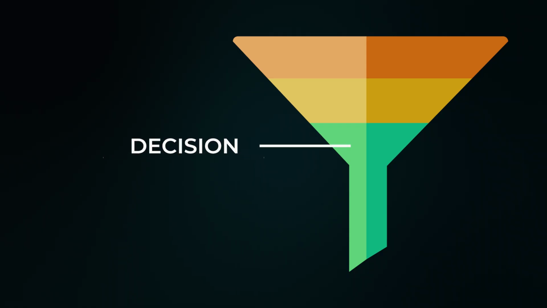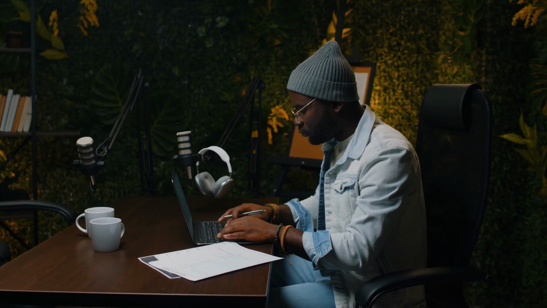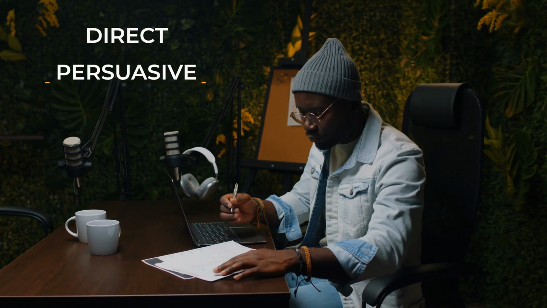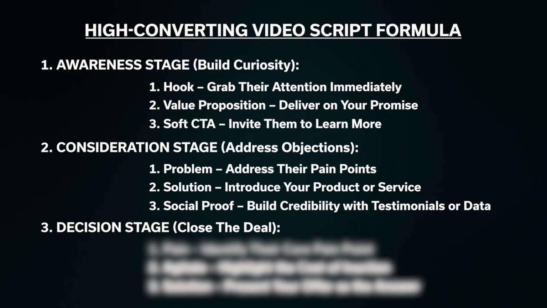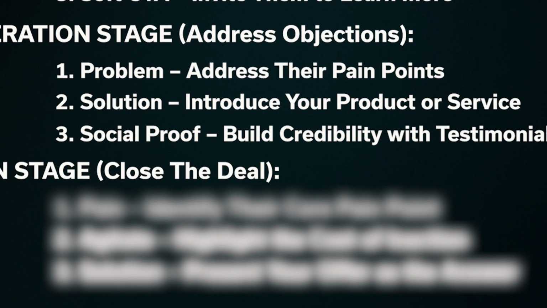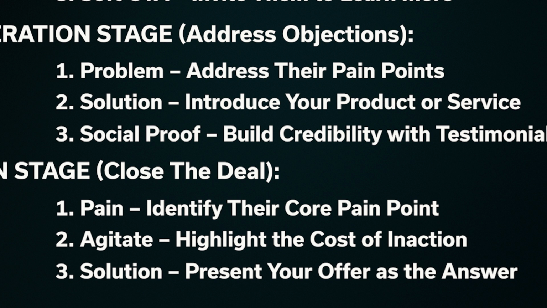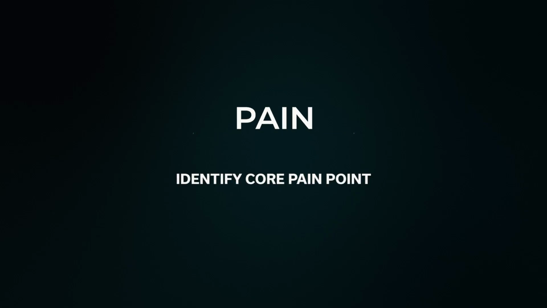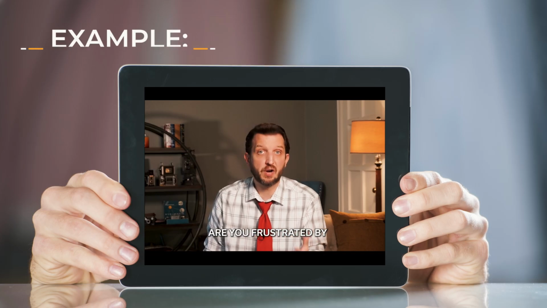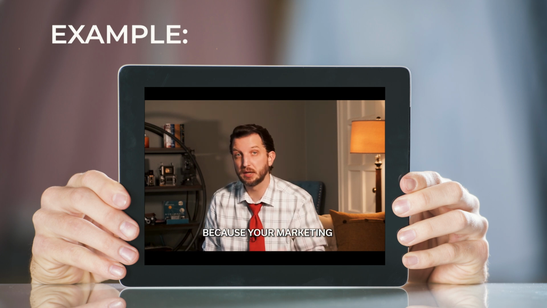Now you're at the bottom of the funnel, the decision stage. This is crucial. This is where your prospects are almost ready to buy, but they might have a few final objections or hesitations, and your script needs to be direct, persuasive, and focus on driving action. So for decision stage scripts, you want to use the pain, agitate, solution formula, followed by a strong CTA. So start by clearly stating the biggest pain point your prospect is feeling right now. So you could say, are you frustrated by losing potential clients because your marketing isn't converting? And they'll start nodding their head.